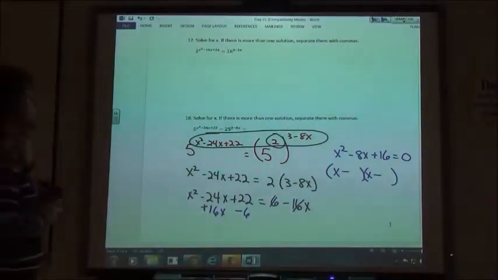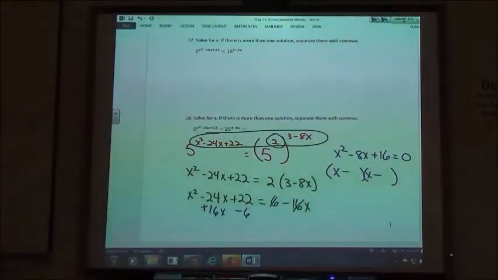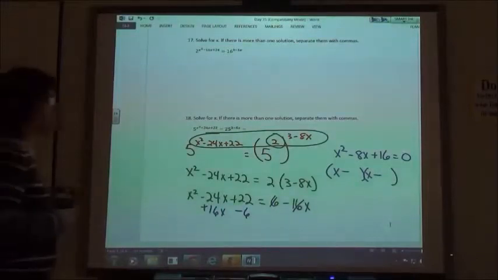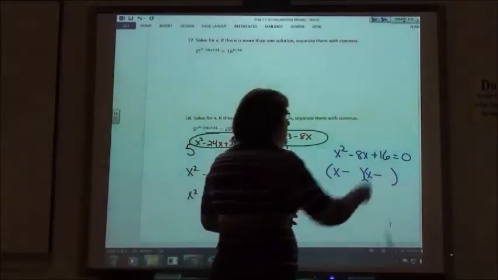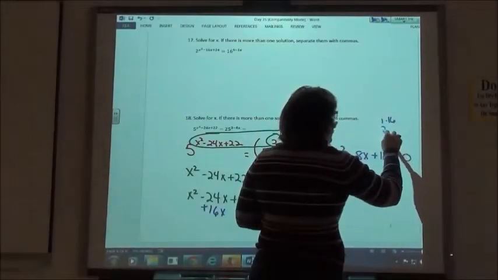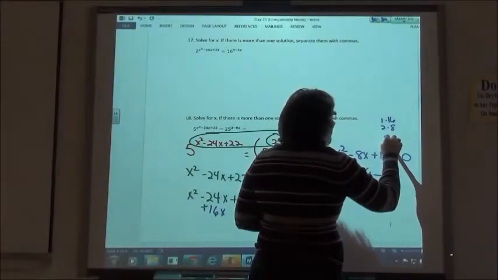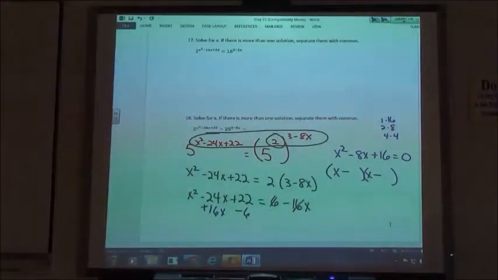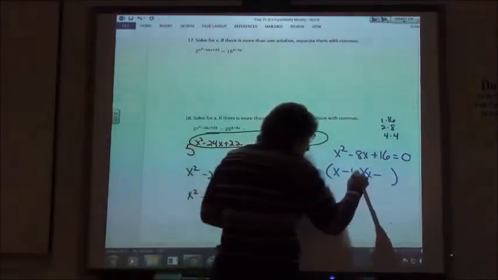Now I want the factors of 16 that are going to add up to that negative 8 in the middle. What are the factors of 16? 1 and 16, 2 times 8, or 4 times 4. Which pair is going to give me negative 8 in the middle? 4 and 4, right? A negative 4 and a negative 4 is a negative 8.